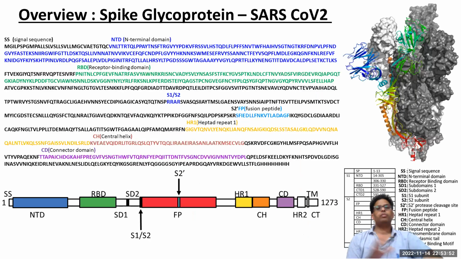This is the overview, we can say a line diagram, of the spike glycoprotein of SARS-CoV-2. It shows the signal sequence, N-terminal domain, receptor binding domain, and then the S1 and S2 sites. Because we are focusing on the spike S1 protein, I'm considering the NTD and RBD domains. So these are the two domains: the N-terminal domain and the receptor binding domain.